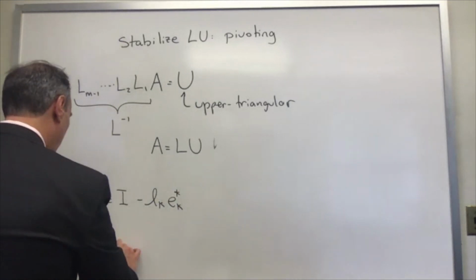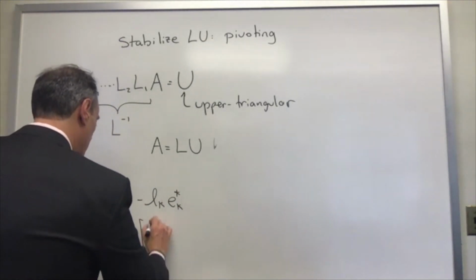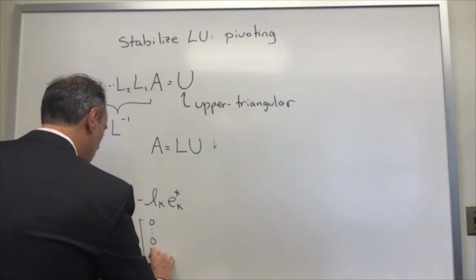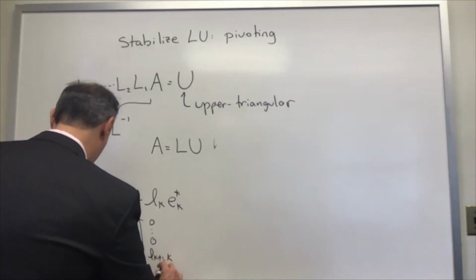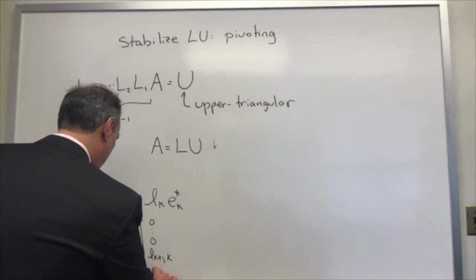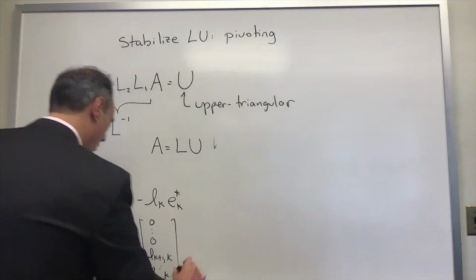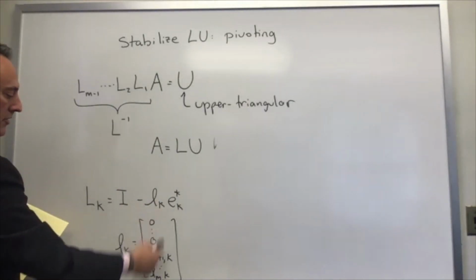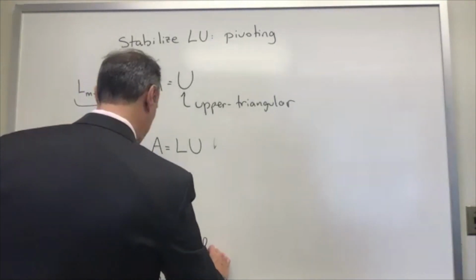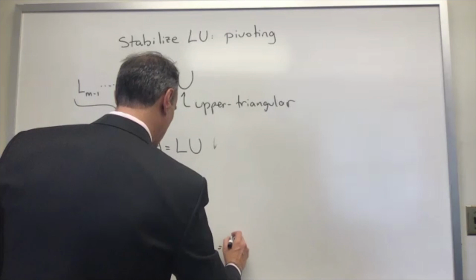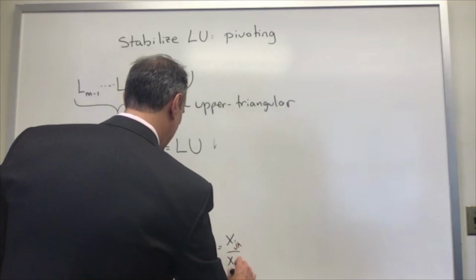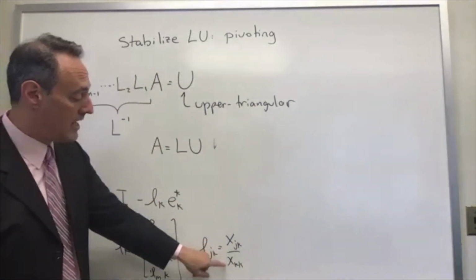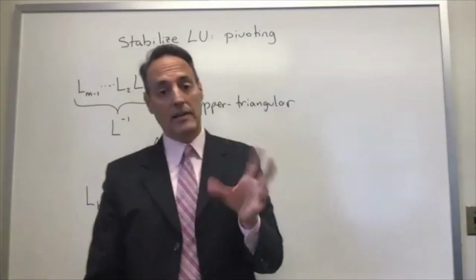And what does this thing look like? Well, the l of K itself has zeros all the way up to the kth element, and then it's l of K plus 1, K all the way to l of M, K. These coefficients l of J K that are used inside of this matrix are equal to x of J K over x of K K. So these are elements of the matrix itself, and x K K is the diagonal.